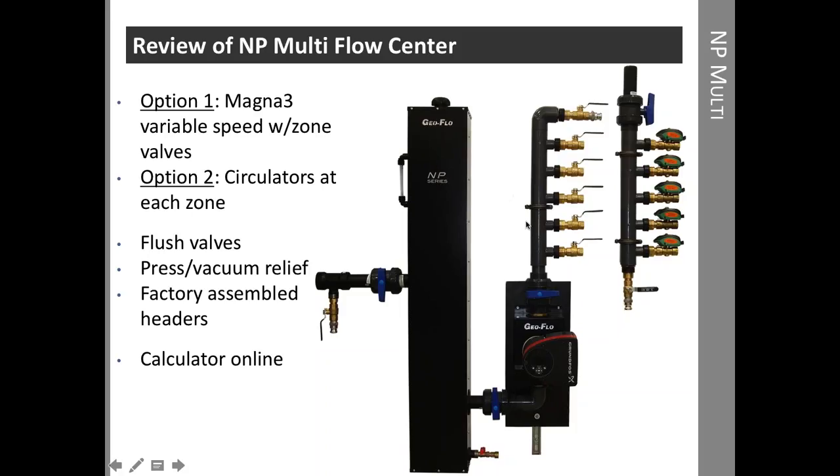All the headers you see are factory assembled, so these are flow link double O-ring connections to the ball valves on the supply header, and the same thing on the return header. They just plug in, and you simply turn the nut to hold that in place. There's also a calculator online. We won't spend a lot of time on that this morning, because that's really part 2 of our webinar, going through the calculator and sizing a system with the NP Multi.